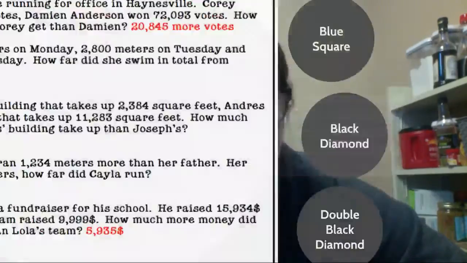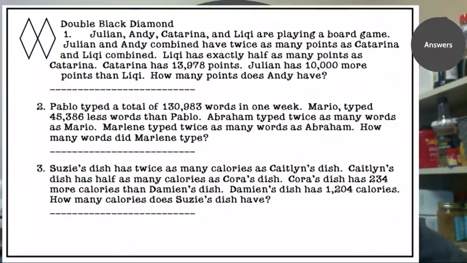So now moving on to our double black diamond, which is a beast. I'm going to do the first one with you. 2 and 3 are yours to do by yourself. Julian, Andy, Katerina, and Leaky are playing a board game. These are actually all groomsmen and bridesmaids in my wedding.